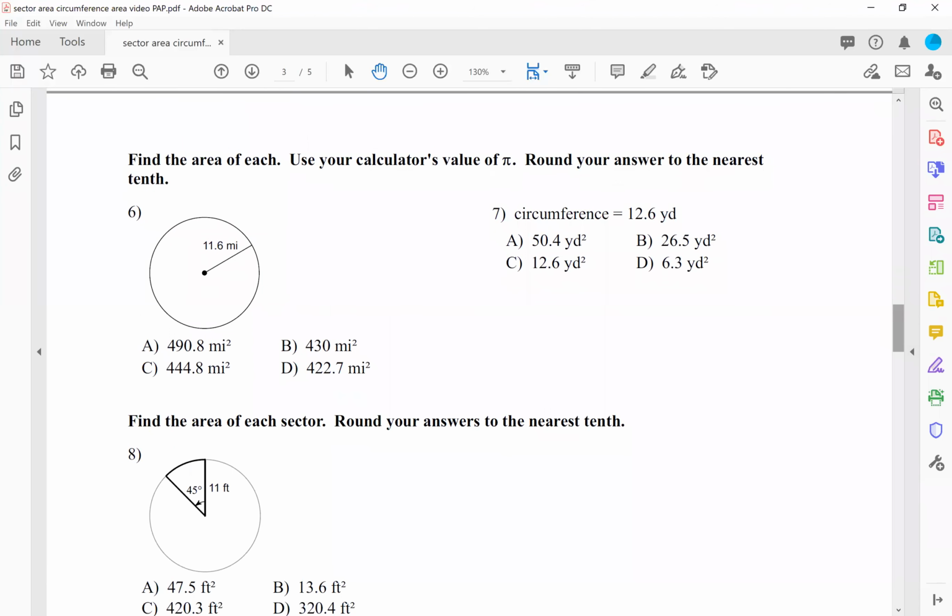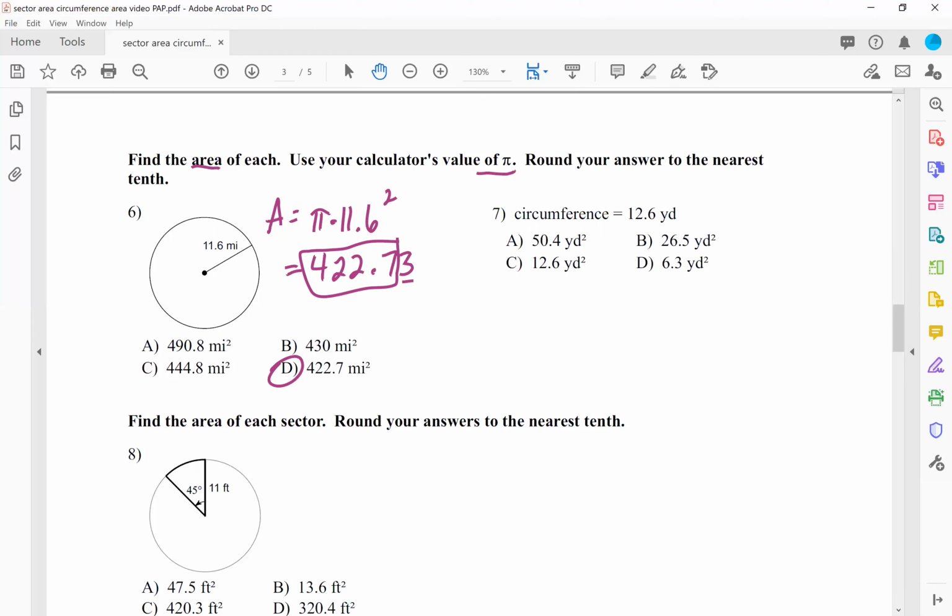Okay, this one, again, find the area, and it says use the calculator's value of pi and round to the nearest tenth. Our first one, they've given us the radius here already. So area is pi times 11.6 squared. So just type this in the calculator. I put pi times, and then I type in 11.6, and then I press the squared button, enter, and I get 422.73. Okay, and we went to the nearest tenth. So look at the 3. That's not going to make it round up. So it's just 422.7.